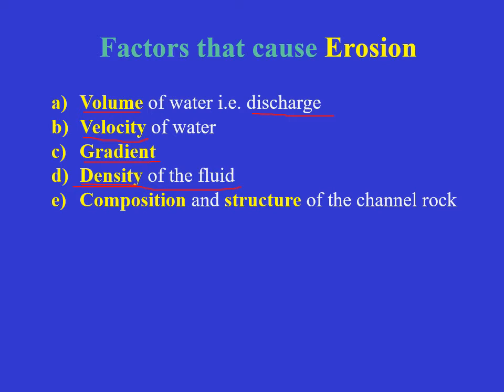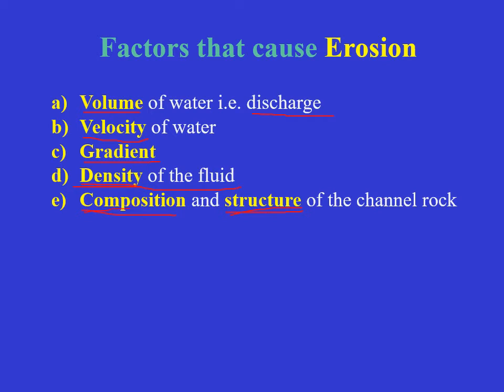And lastly, the composition and structure of the channel rock over which the fluid flows, over which the river water flows. If the bedrock has numerous weak planes, numerous faults, folds or joints, then they are pre-existing weak planes along which the river water can easily act and easily erode, by working on those weak areas.